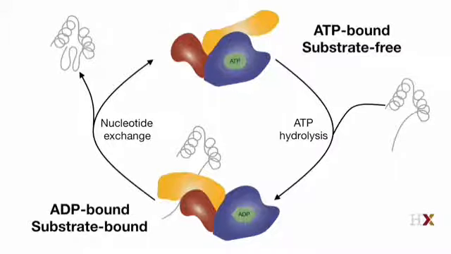This schematic here illustrates that HSP70 can exist in either a substrate-bound or a substrate-free state. And the structures of these two states have actually been determined. So let's take a closer look at the structures to see how ATP hydrolysis and exchange affect substrate affinity.